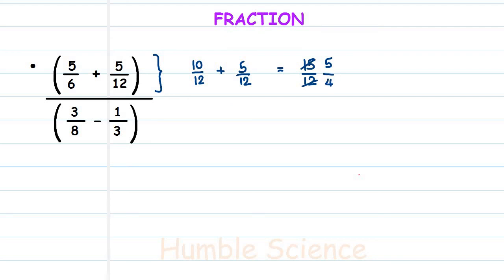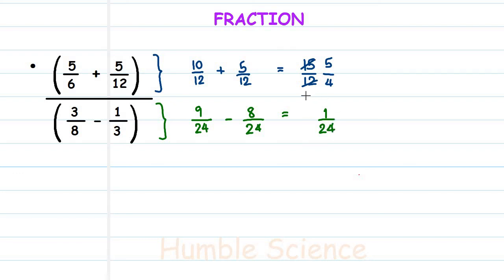And for the lower part, it's 3 over 8 minus 1 over 3. The key step is also to make sure that the lower numbers are the same. And that can be done. 3 over 8 can be converted to 9 over 24. Minus for 1 over 3, it is 8 over 24. Now the lower number is the same, we can do the subtraction, and it's going to be 1 over 24.